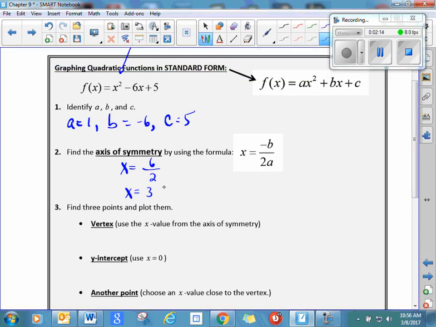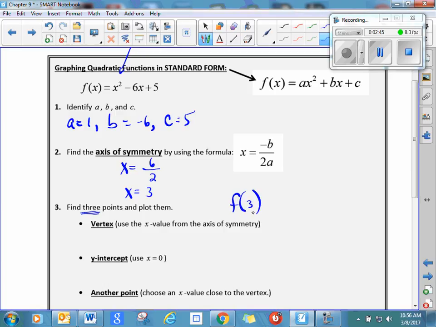Now we've got to start our graph, but now we've got to go find some points on the graph. And we're going to find 3 points, and then I'm going to tell you what we're going to do after that. So the first point we're going to find is the vertex. And to find the vertex, and that's going to either be the high or the low point, we are going to use the x value from this axis of symmetry, and we're going to go figure out what the y value is. So what is f of 3?